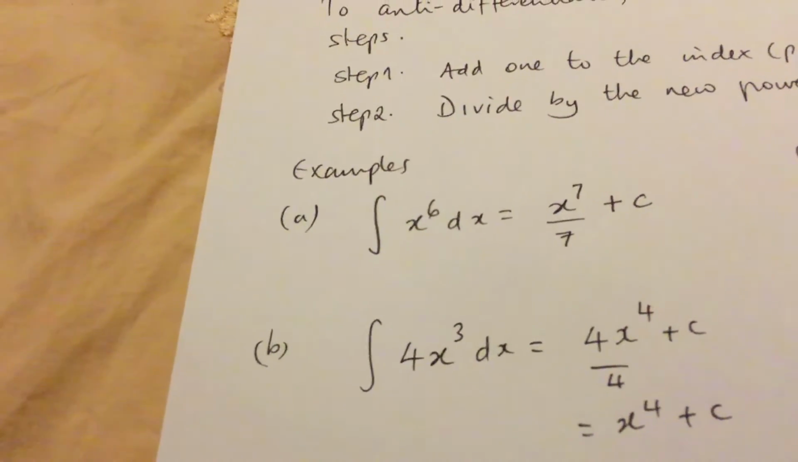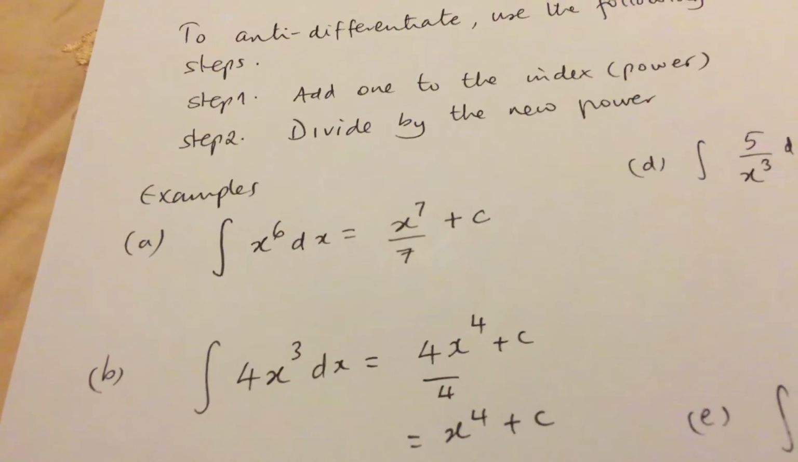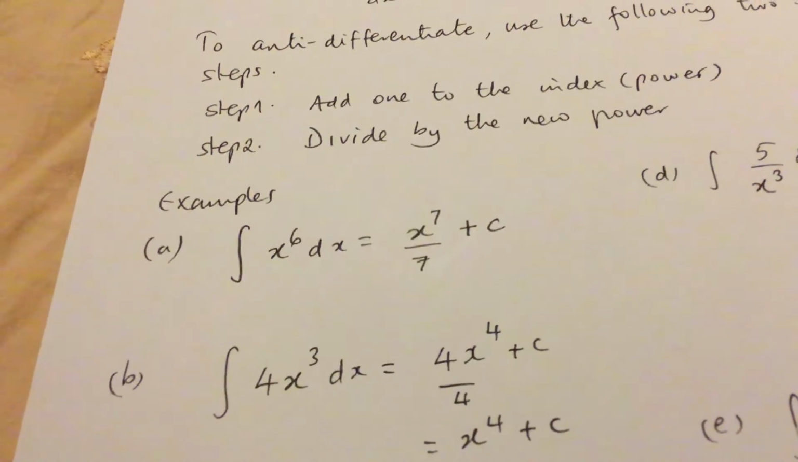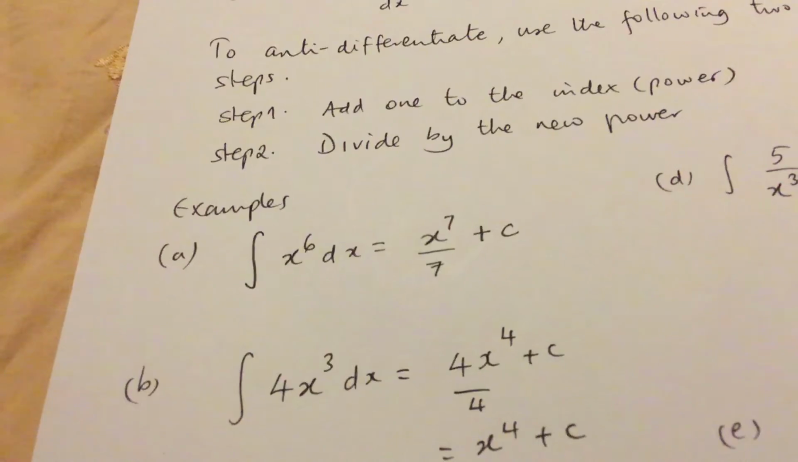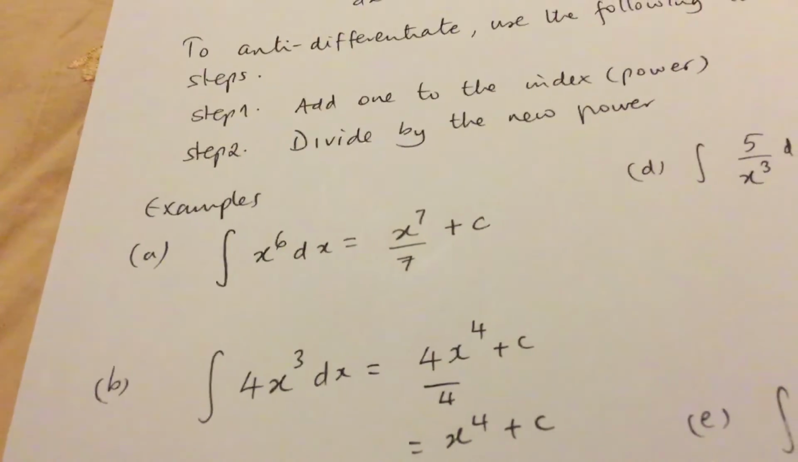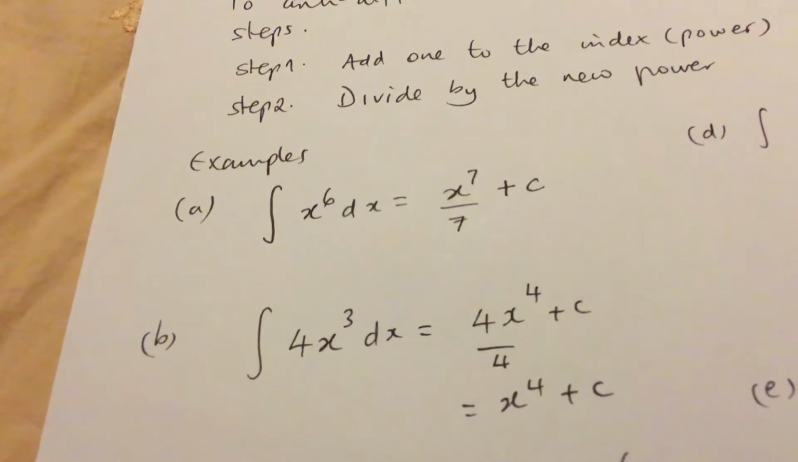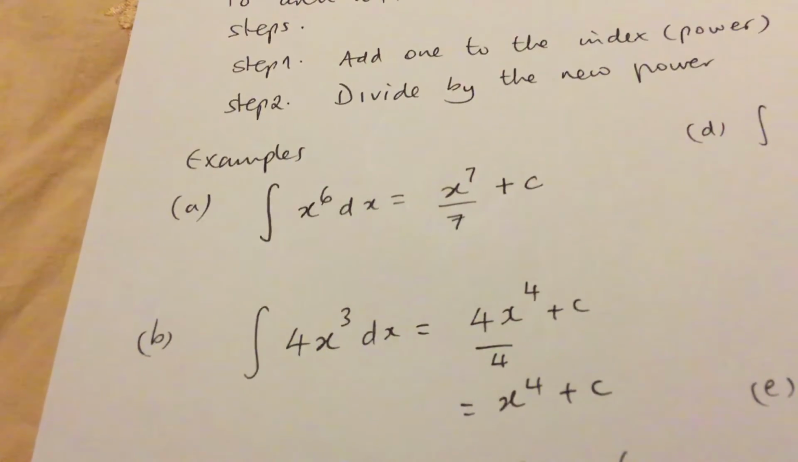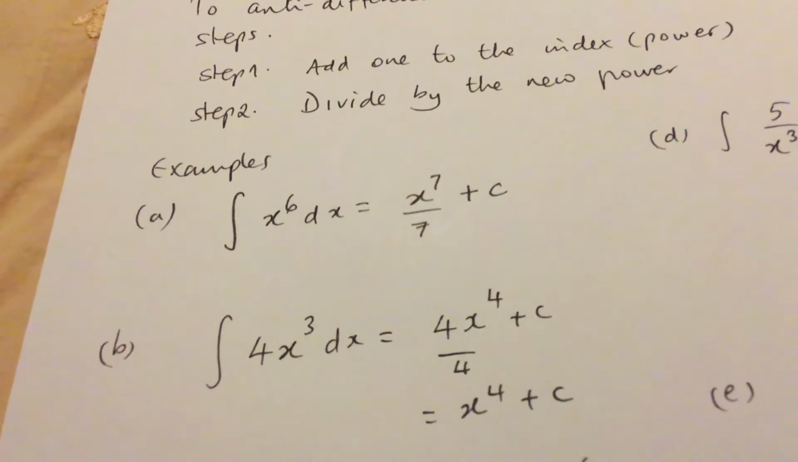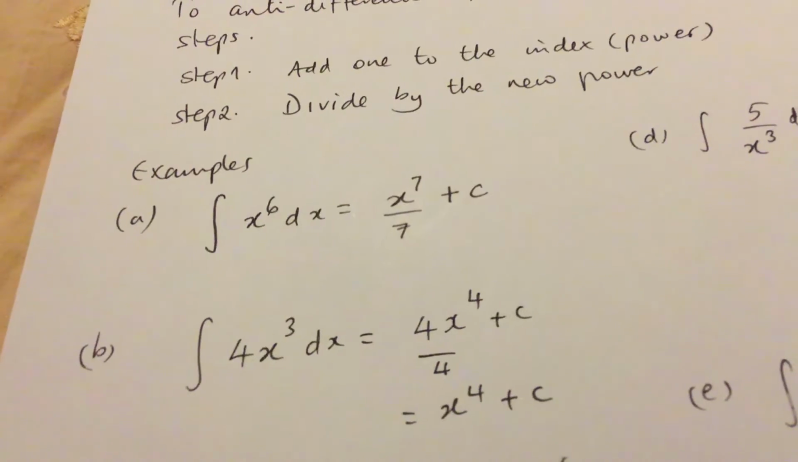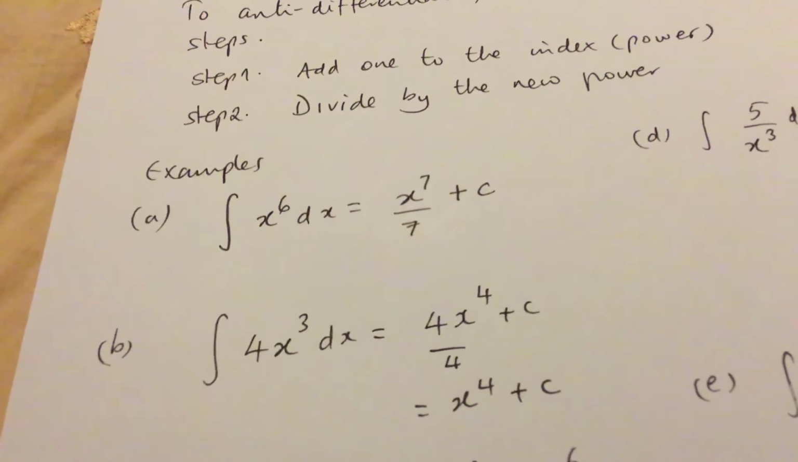So x to the 6, what we do, add 1 to the power, so that becomes x to the 7, and then you divide by the new power. So you divide by 7 and plus c for the constant term, which we don't know before we differentiate it. Next example, integrate 4x to the 3 dx. So here the power is 3, so if we add 1 to the power, that becomes 4, and then we divide by the new power, which is again 4. 4 goes in for 1, so the constant is cancelled.